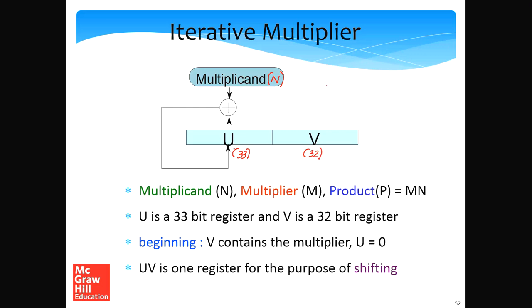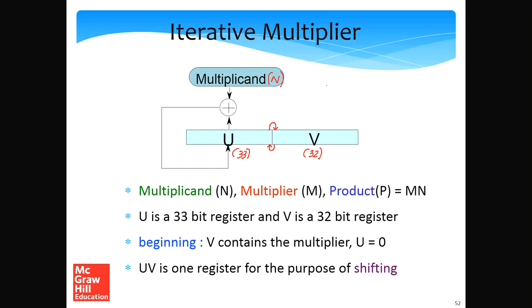So why is this 33? Well, we have an extra bit to take care of overflows. That's the only reason. Otherwise, there's no other reason. So basically, both these registers act as the same as a single register for the purpose of shifting. What this means is that I can shift both the registers to the right. So then the least significant bit of U will become the most significant bit of V. Similarly, I can shift both the registers to the left. Then the most significant bit of V will become the LSB of U. So for the purpose of shifting, they act like a single register.